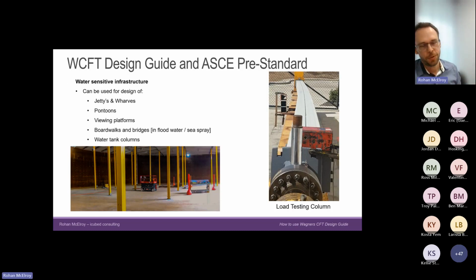Water sensitive infrastructure is where FRP, I feel, excels. We've done a lot of projects with Wagners in terms of jetties and wharfs and pontoons around Australia and internationally. The product you can set basically in a marine environment for 100-year design life without too much worry. There's viewing platforms, and as most of you probably would have seen, there's boardwalks and bridges scattered around. They're very popular. As I said, you can basically almost put them in the ocean in the spray zone. There's floodwaters and debris actions that can also be accounted for in the product design.